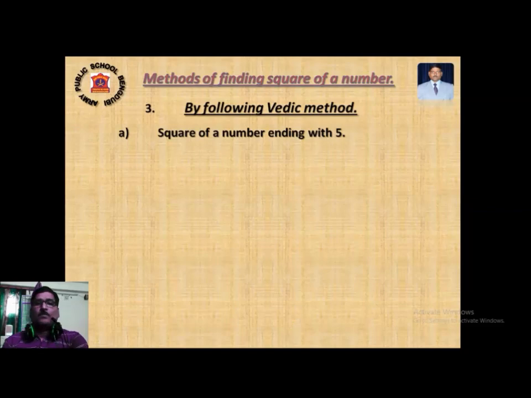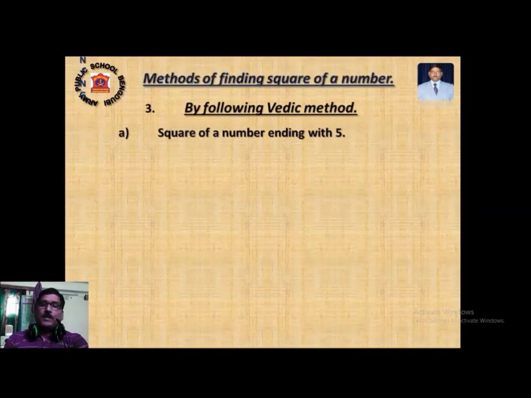So by following the Vedic method, this is very interesting. You will like it, I think. Without performing any calculations, you can find out the square of any number ending with 5. Initially we will take an example of a 2-digit number. 2-digit numbers ending with 5 are 15, 25, 35, 45, 55, 65, 75, 85, 95.